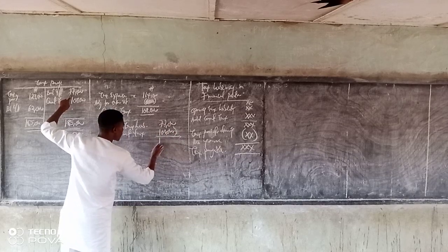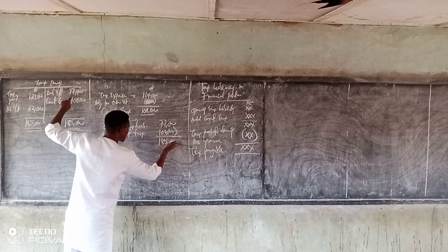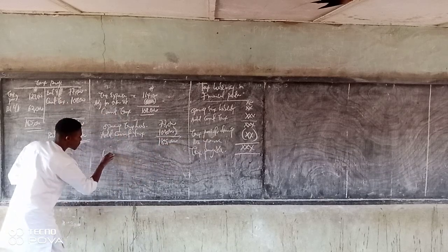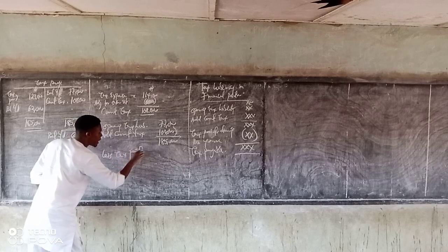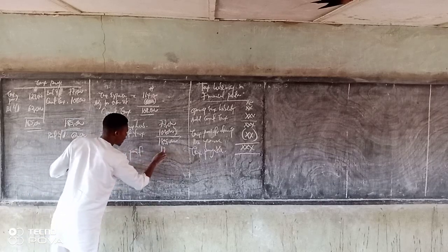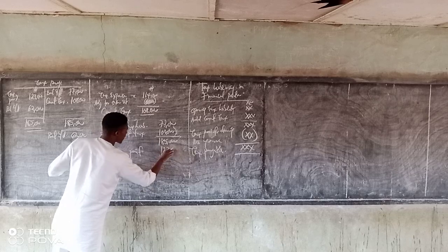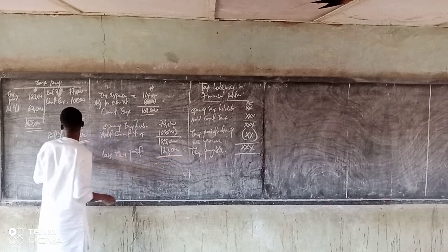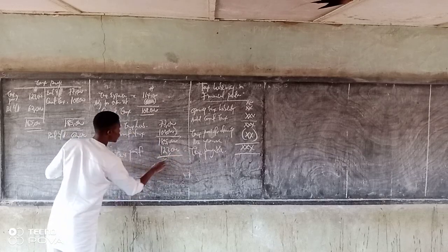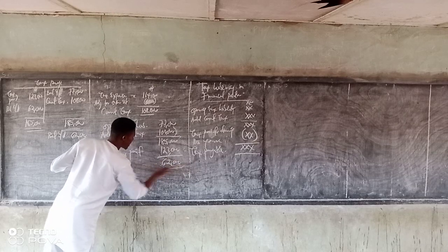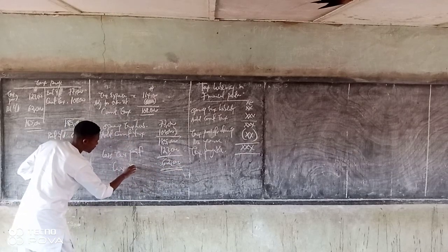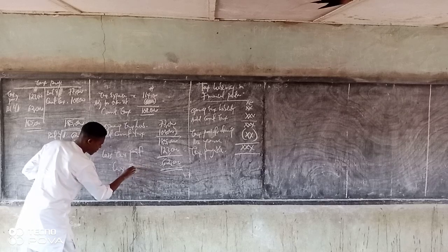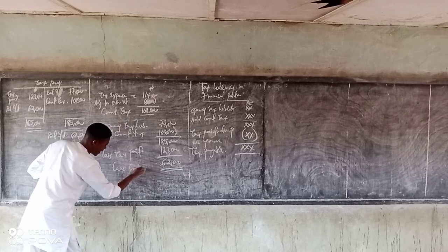What do we have? We have 185,000. Then we say less tax paid during the period. How much do we pay? We pay 123,000. What do we have? We have 62. That's our tax liability. Tax paid for the year. Sorry, our tax liability by the end of the year.